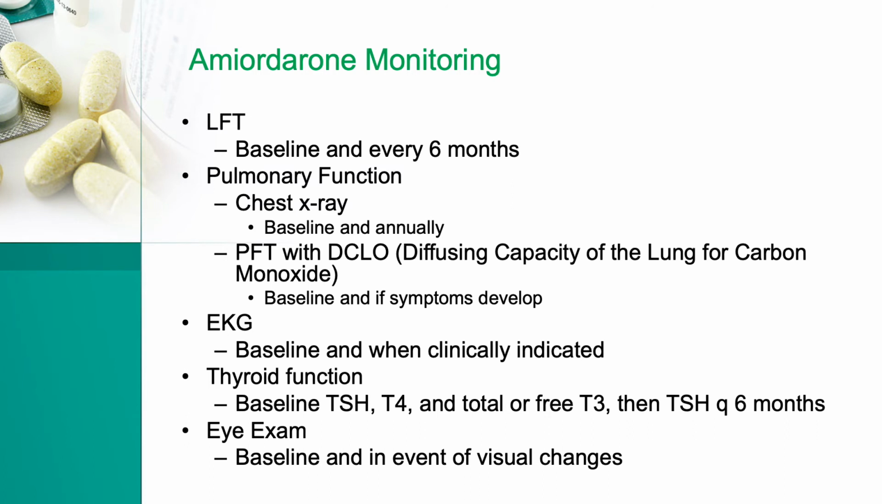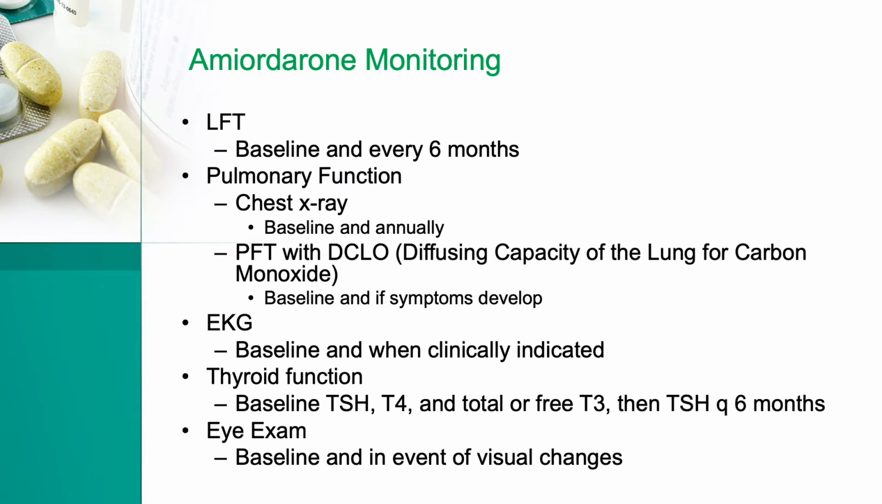Amiodarone needs extensive monitoring. The liver function tests need to be tested at baseline and every 6 months. Transaminases can elevate in about 15 to 30% of patients, but usually they do not develop hepatitis and cirrhosis. That occurs in less than 3% of patients. But if you suspect hepatotoxicity, it must be discontinued.